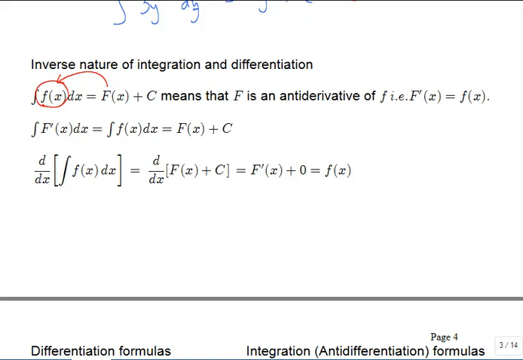So you can always check your answers by taking the derivative of your answer and making sure that it gives you back what you started with inside the integral. Now integrals and derivatives undo each other because they are inverses of each other. So that's what these two statements are going to say.